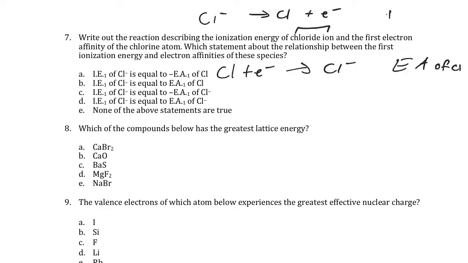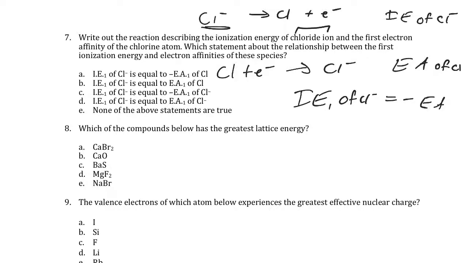So this corresponds to the electron affinity of Cl. This corresponds to the ionization energy of this chloride. And you can see that these are the opposite of each other. If you flip the one reaction, you get the other. So the IE1 of Cl- is equal to the negative of the electron affinity of Cl.